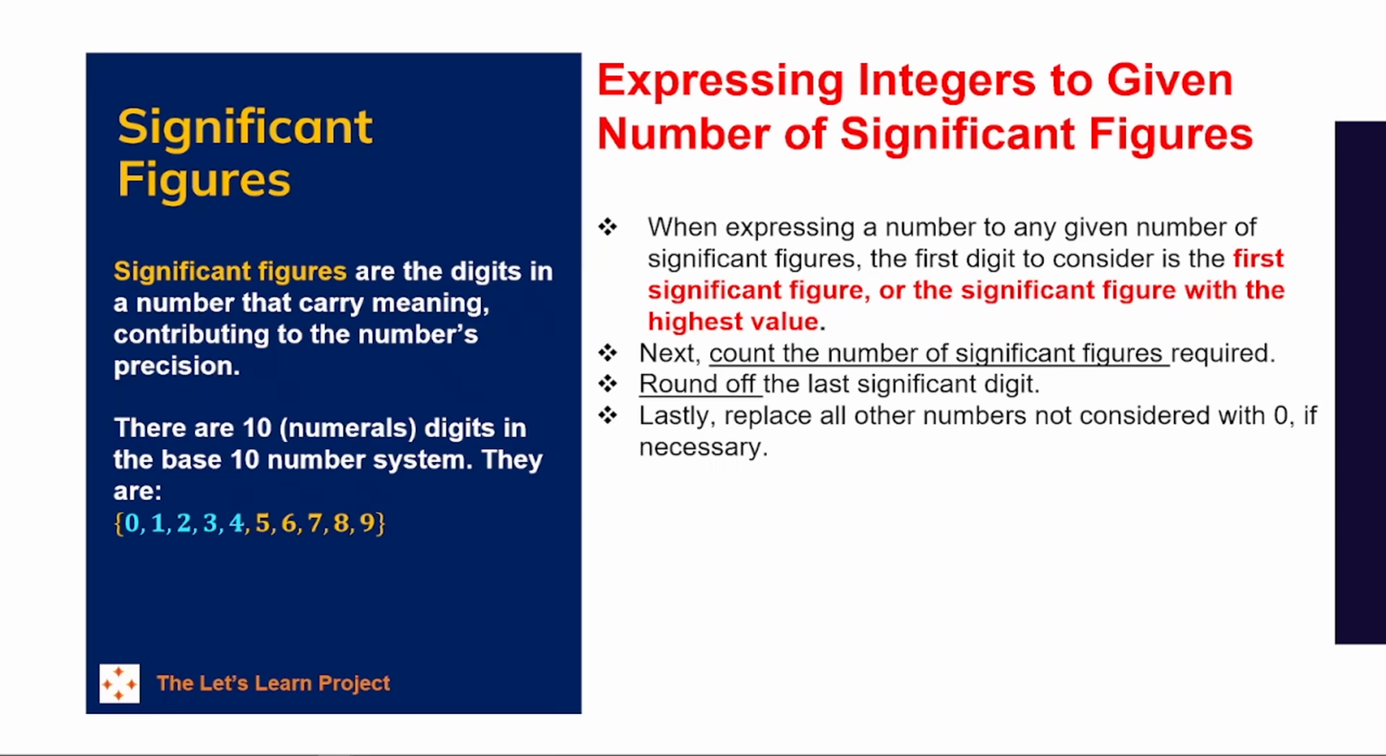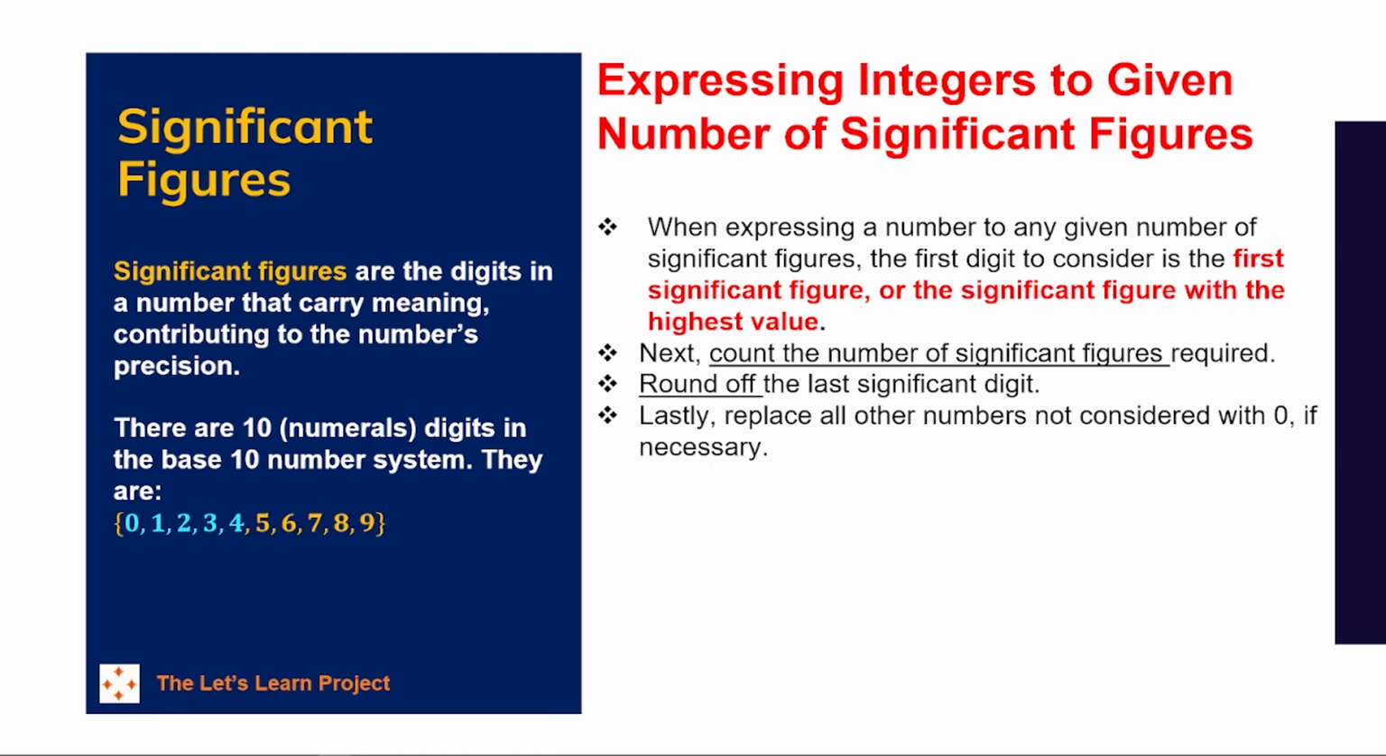So remember, when you have gotten your last significant figure, you look to the right of that number. If it is part of 0 to 4, you don't add anything. You leave the number as this. But if it is part of 5 to 9, then you have to add 1 to the last significant figure. That is what we mean by rounding off. When that is done, then all the numbers to the right of the last significant figure, you replace them with 0.